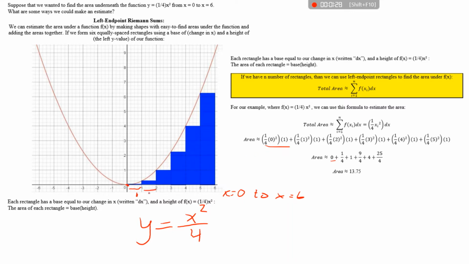Okay, for my second rectangle, I still have a base of 1, but my height is now what happens when I plug in 1. So this is 1 squared divided by 4 is 1/4 times 1 is 1/4. Okay, and I would keep doing that for each of these rectangles, so getting the base and the height for the left side. Okay, we'll mark with lines. 1, 2, 3.